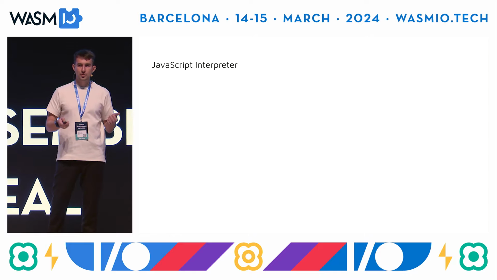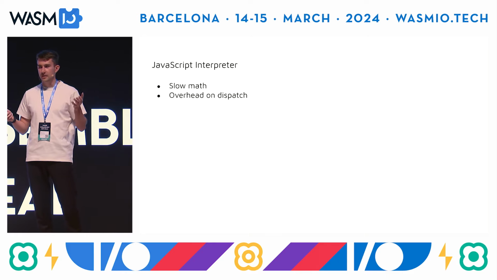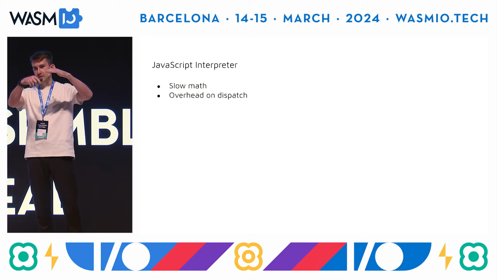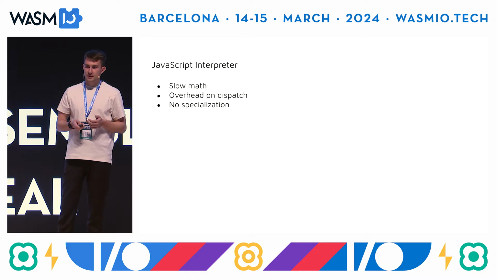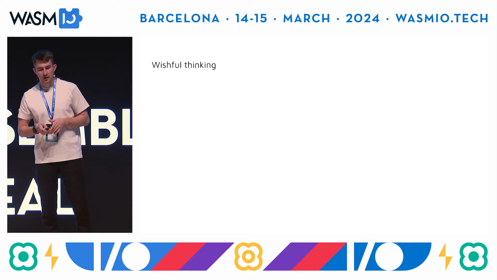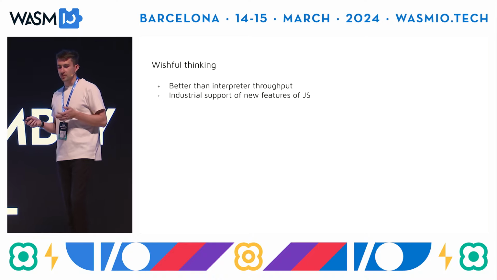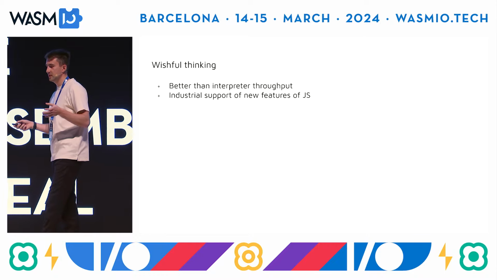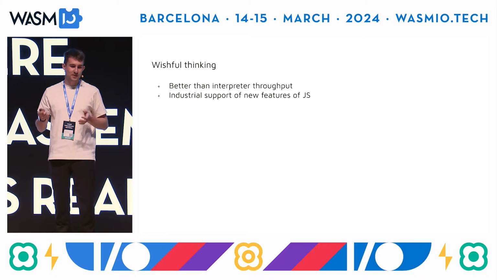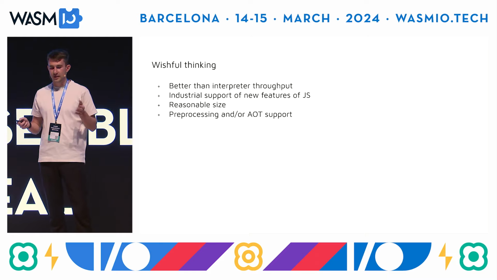There are several issues with JavaScript interpreters. They provide slow math. They have an overhead on dispatch, since all these interpreters are just switches in C++, so you need to dispatch on a switch block for every bytecode. They have no specialization, and so no optimizations. What we actually want is better than interpreter throughput. We want industrial support of new features of JavaScript standards, and we want it for free, of course. And we want a reasonable size and preprocessing or even AOT support.